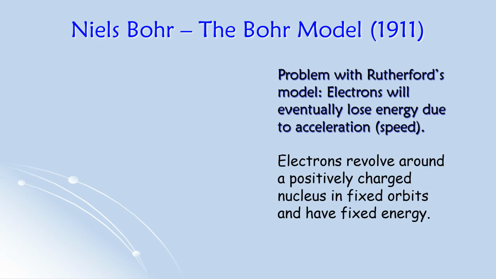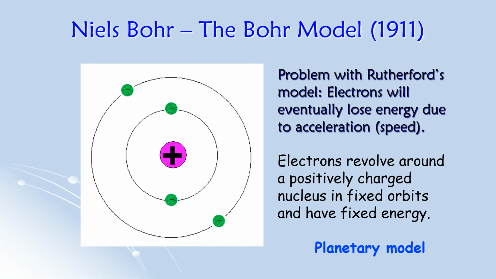So Niels Bohr said that electrons are not just out there revolving with whatever energy they have. They actually revolve in fixed orbits, and those orbits have fixed energies. This model was called the planetary model because it looks very similar to our solar system. We have the sun in the middle, and we have the planets revolving in their orbits. So that's what Niels Bohr said, that we have the nucleus in the middle and the electrons revolving around the nucleus.